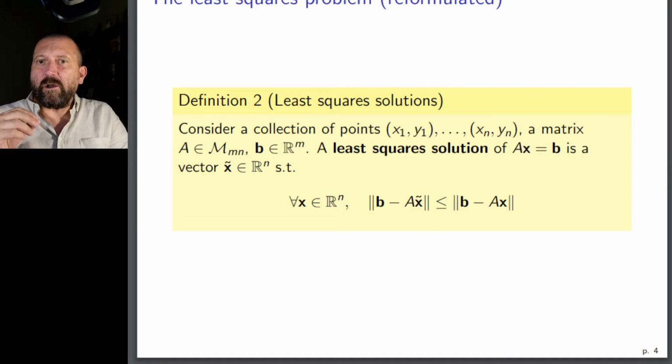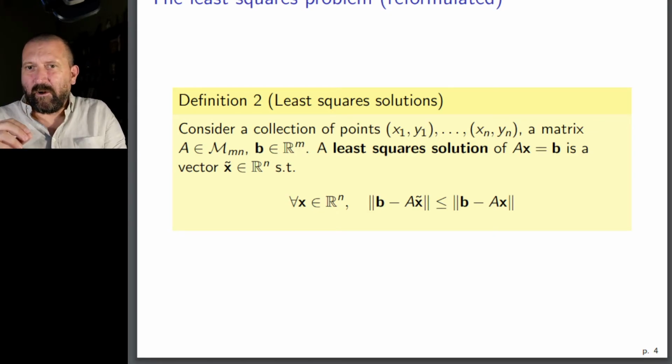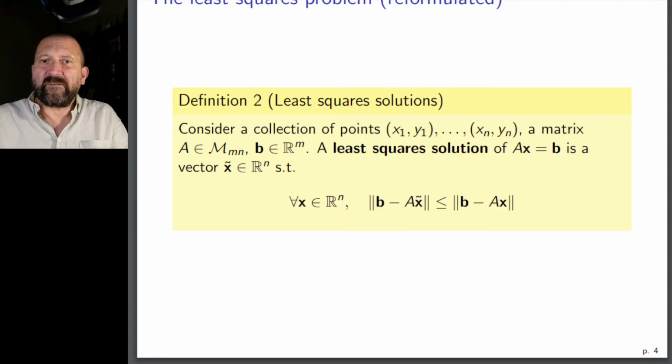We call a least squares solution of Ax = b a vector x tilde, and this one is in Rn, so the same number as the columns in A. We call a least squares solution a vector x tilde in Rn such that for any other vector x in Rn, the norm of b minus A x tilde is less than or equal to the norm of b minus Ax.